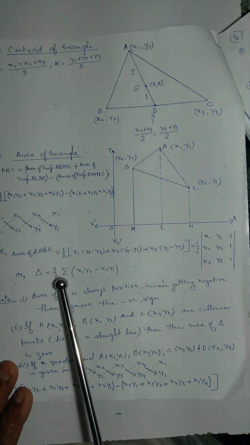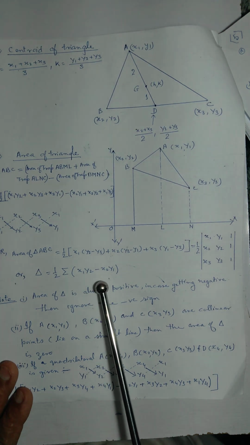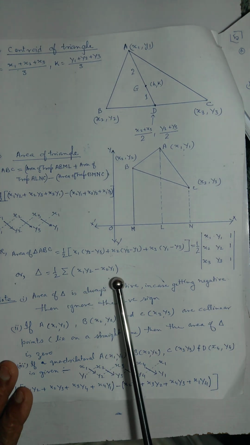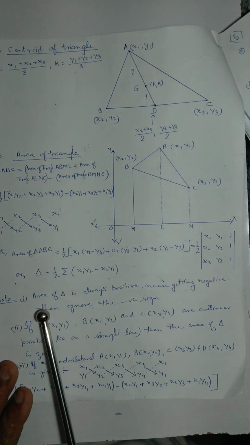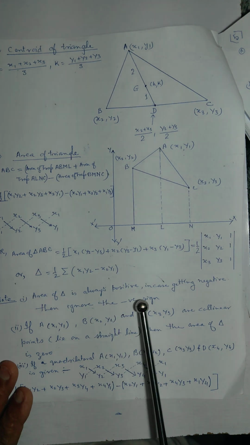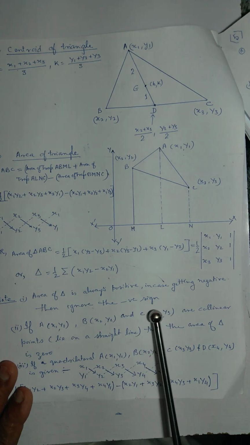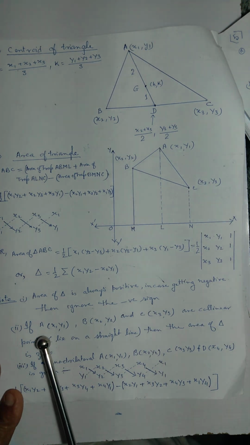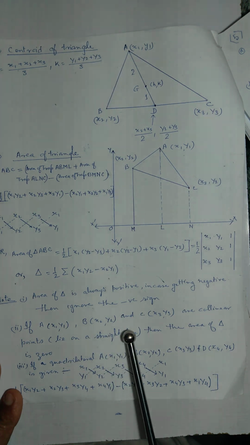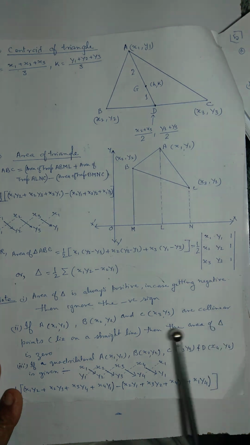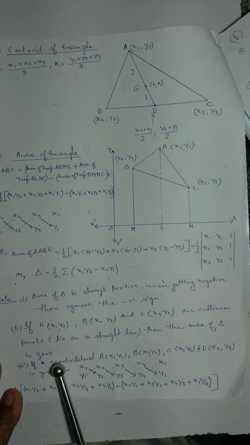So the area of the triangle can also be summarized like this: 1 by 2 sigma x1 y2 minus x2 y1, just by interchanging. Note, the area of the triangle is always positive. In case you get a negative, then ignore the negative sign. If A, that is x1 y1, B x2 y2 and C x3 y3 are collinear points, lying on a straight line, then the area of the triangle is 0.